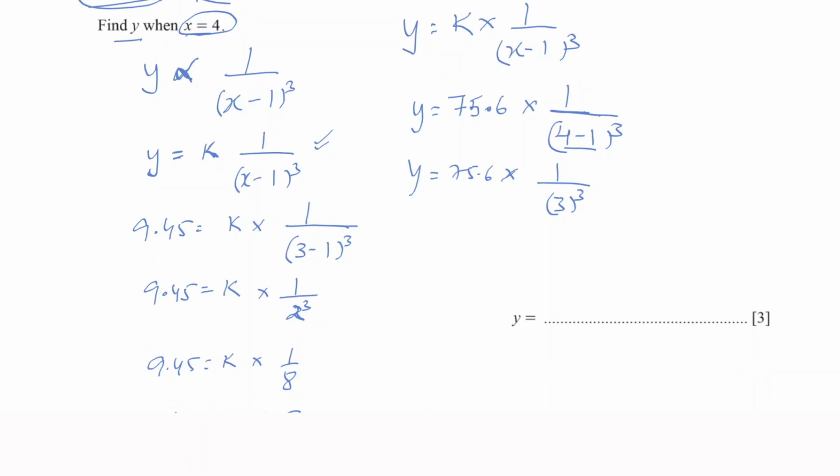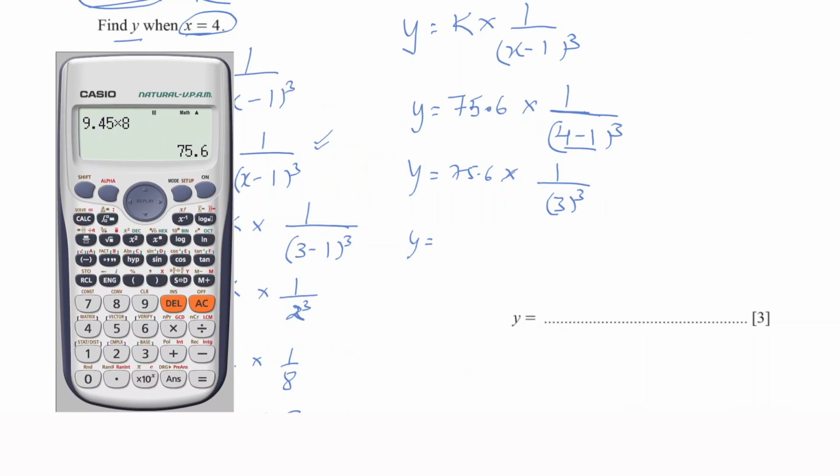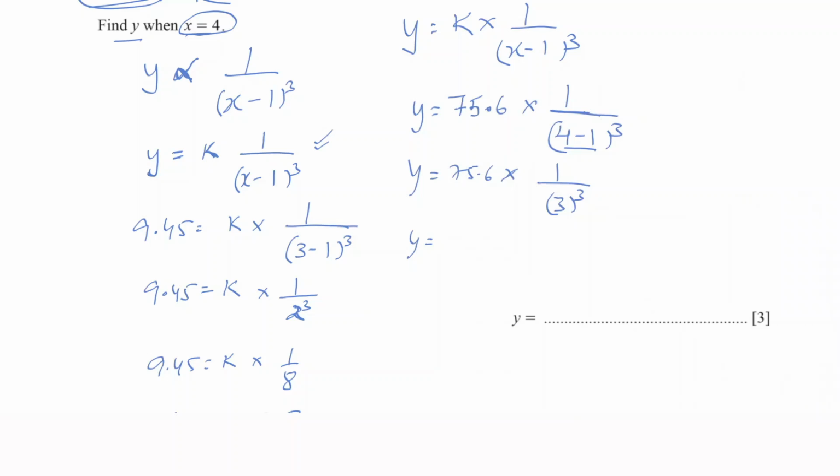So we can easily do it. y will be equal to 75.6 divided by 3 cube. Let's pull out our calculator so we can do it. 75.6 divided by 3 cube gives me the answer 2.8. So 2.8 is my final answer for the value of y. So let's move on.